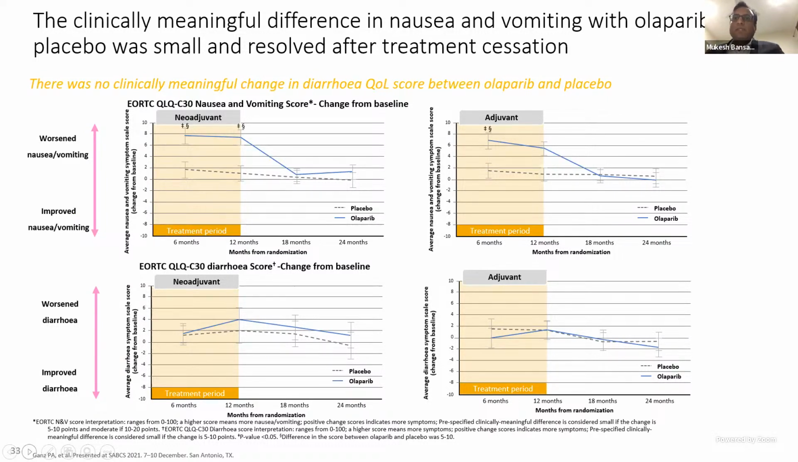There was no clinically meaningful change in diarrhea related quality of life between olaparib and placebo group. Nausea, vomiting comparison and diarrhea comparison we can see. So the quality of life was maintained as compared to the placebo group. Next slide.